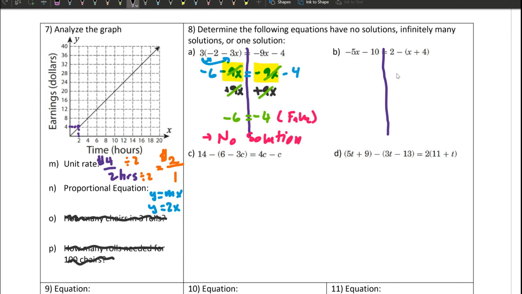Alright, part B. We have negative 5x minus 10 equals 2 minus x plus 4. So parentheses, we need to distribute. The question is, what number is in front of the parentheses if you don't see one? This 2 is the other side of subtraction. So we have subtraction here without any number, which means it's 1. 1 is always invisible. So you're going to distribute negative 1 into the parentheses. That gives you negative x minus 4. And then we'll bring down the rest, negative 5x minus 10 equals 2.